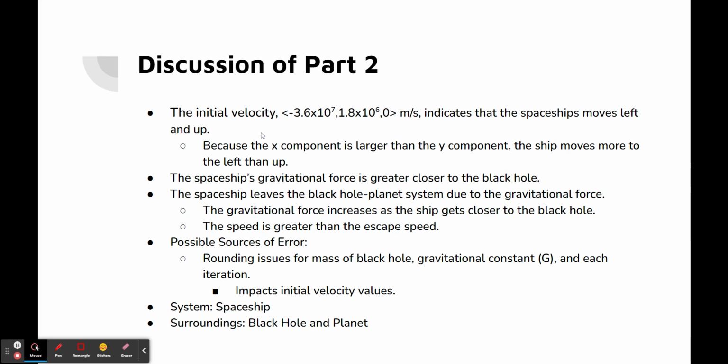Okay, so for the discussion for part 2, we have the initial velocity, and because this is negative, it's going left, and because this is positive, it's going up. So the spaceship's gravitational force is greater as it's closer to the black hole, and it leaves the black hole system due to the gravitational force. So the gravitational force increases as the ship gets closer to the black hole, and the speed is greater than the escape speed. So some possible sources of error, same as part 1, there could be some rounding issues for the mass of the black hole, gravitational constant, and each iteration. So that can impact the initial velocity values. So the system is the spaceship, and the surroundings are the black hole and the planet.